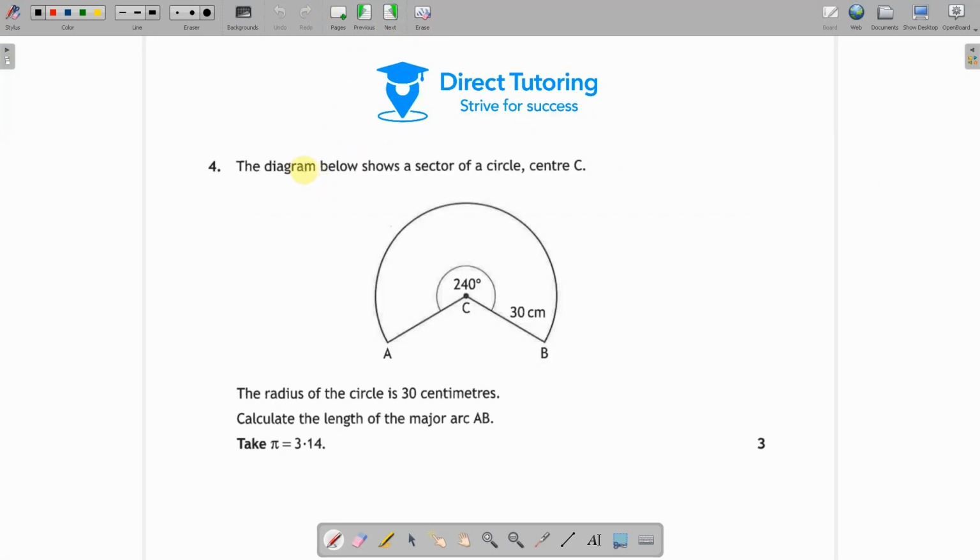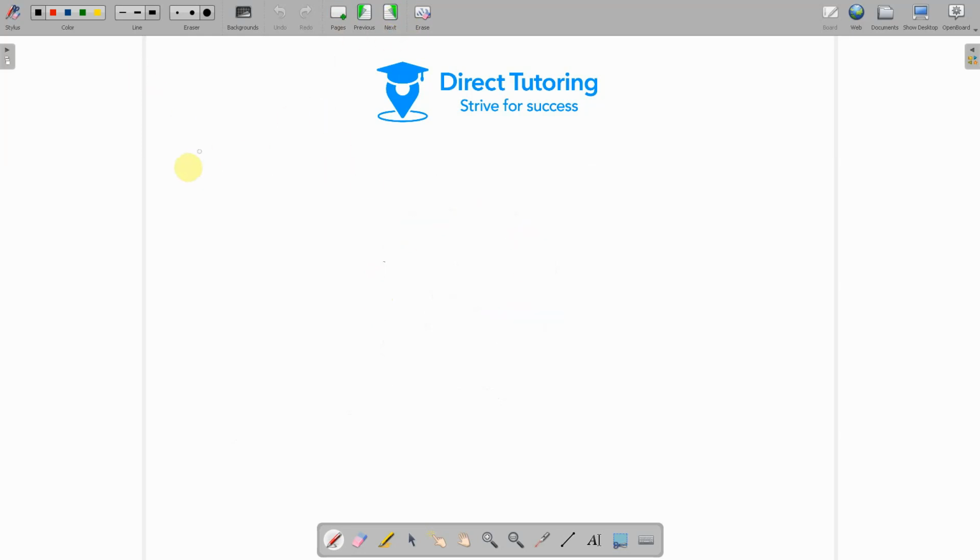Question 4 is an arc and sectors question. It gives us a sector of a circle with centre C, which has an angle of 240 degrees, and it says the radius is 30. Calculate the length of the major arc, so that is the larger side that you see here. This is the minor arc, and this is the major arc. So we want to find the length from A all the way around to B, and we have to take pi as 3.14 because this is a non-calculator paper.